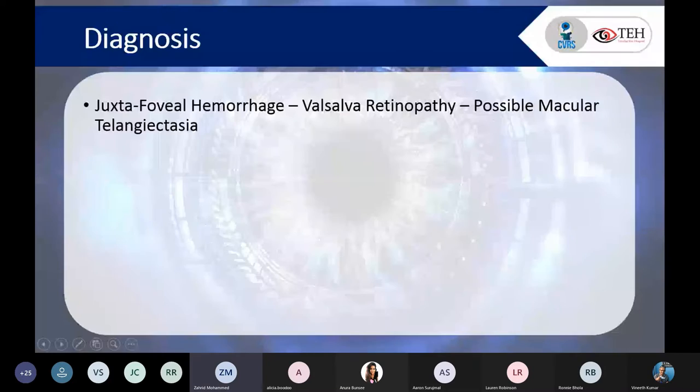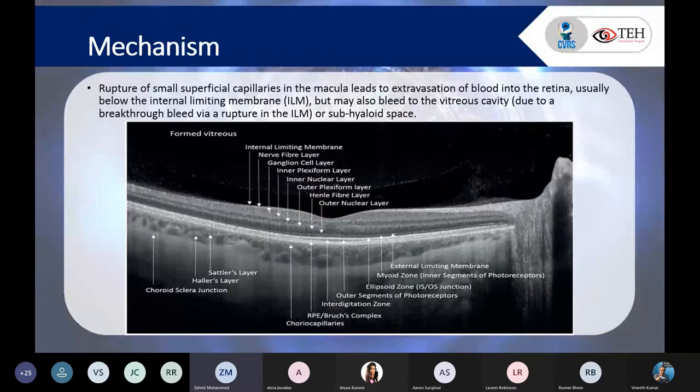We diagnosed this patient who had a juxtafoveal hemorrhage with Valsalva retinopathy and a possible macular telangiectasia. So to briefly discuss what Valsalva retinopathy is, it's basically a rupture of the small superficial capillaries in the macular region, leading to extravasation of blood into the retina, usually below the ILM or the internal limiting membrane layer.